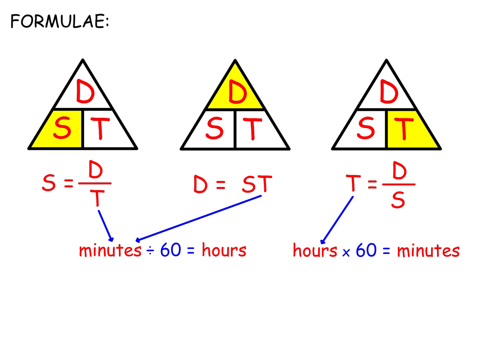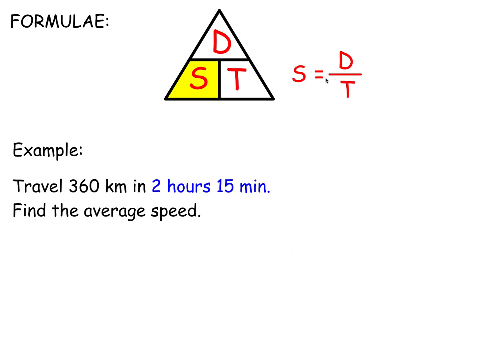This is the second video looking at speed. The first video looked at the three formulae: S equals d over t, d equals st, and t equals d over s. This video will look at graphs, distance against time, where the slope of the graph will be the speed. So we'll be using mainly the first formula, S equals d over t.